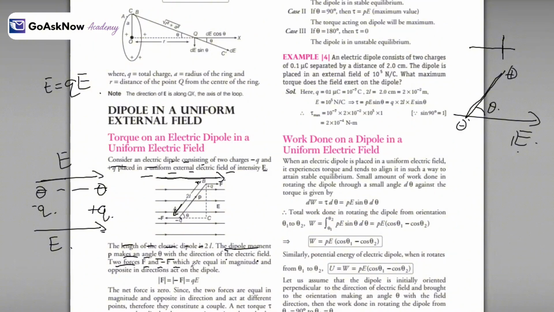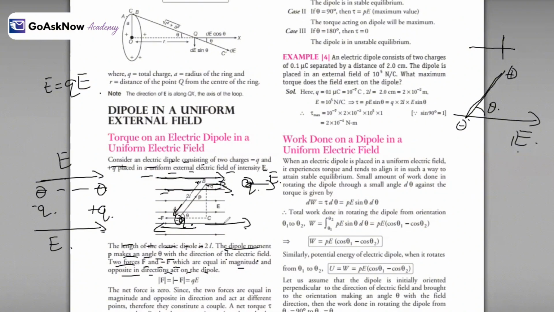Two forces F and minus F, which are equal in magnitude and opposite in direction, act on the dipole. Suppose there is an electric field acting in the direction like this. It will apply a force F on the plus Q charge in the same direction as the electric field. If you have a plus Q charge, it will experience a force in the direction of the electric field only.